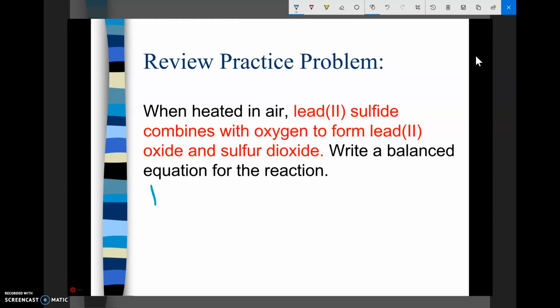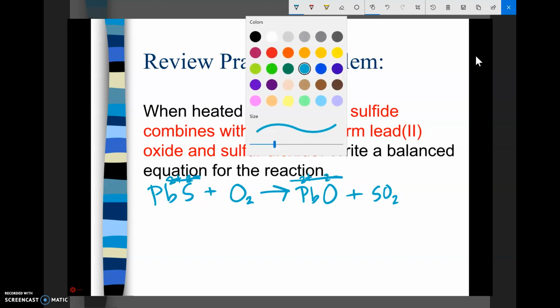Okay, so lead 2. That 2 means it has a +2 charge. Sulfide has a 2 negative charge. It's in group 16, so that's going to cancel. Combines with means plus. Oxygen is O2 because it's a diatomic Brinkelhoff. It's going to form, which is an arrow, lead 2 oxide. So lead, Roman numeral 2, means a +2 charge. Oxide is a 2 negative. Those are going to cancel. And the sulfur dioxide is a covalent bond because we're dealing with 2 nonmetals. So we're just going to use our prefixes. So SO2.